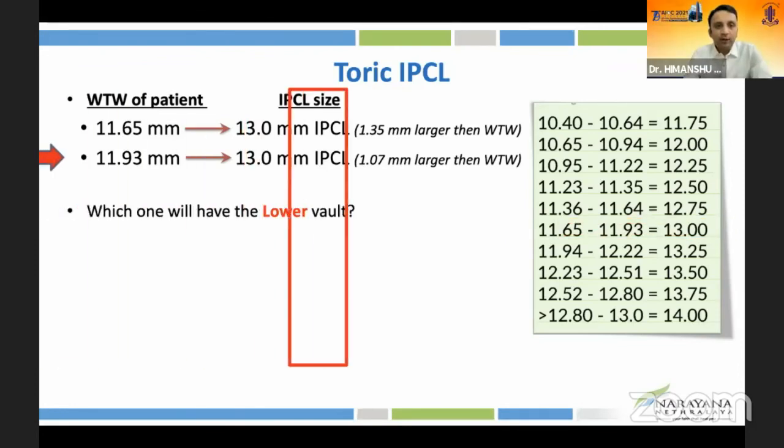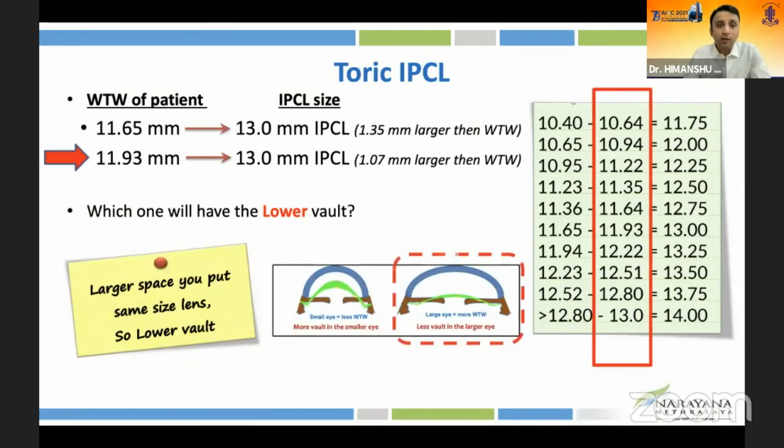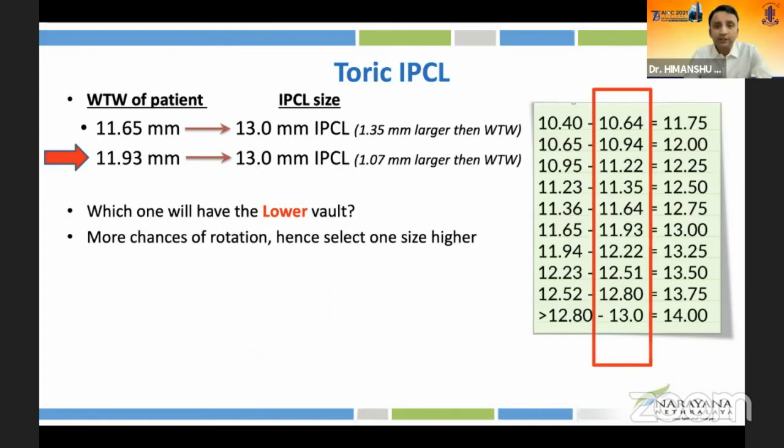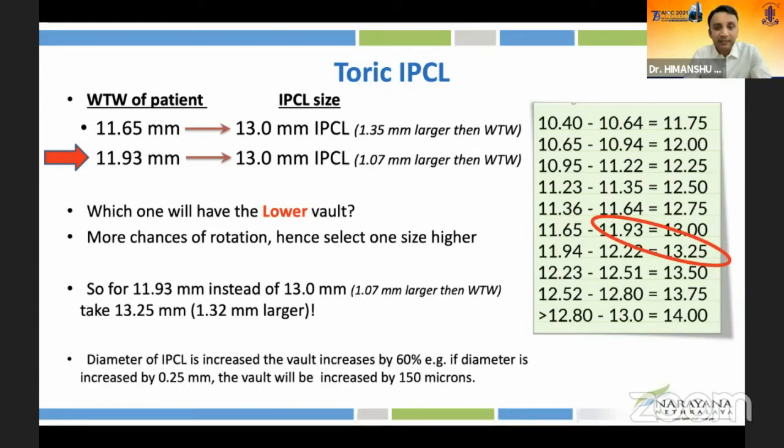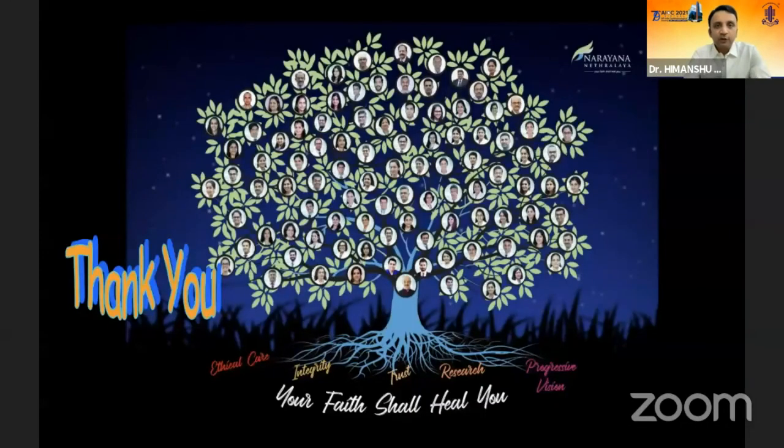Thank you. So where would you have low vault? Well, we know that where the difference is less, the vault will be low. So in such a case, instead of going by what the calculator tells me, I go one size higher. And what it does is give me rotational stability, and the vault will increase by 60%, which is like 150 microns.